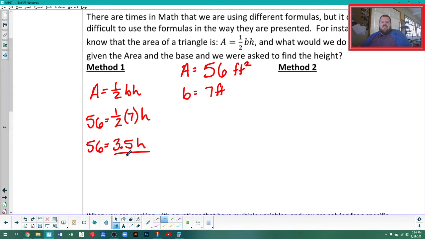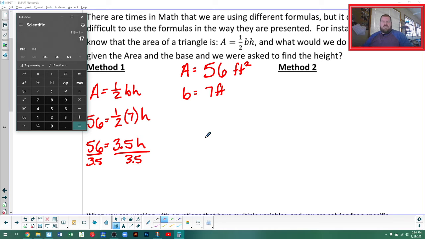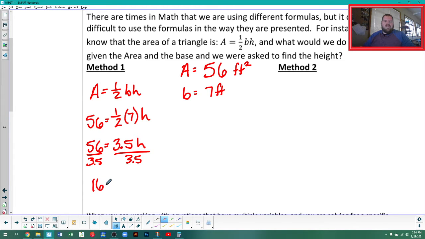So then we're going to divide by 3.5 on both sides. And it doesn't work out too well, does it? 56 divided by 3.5. It does give us a nice answer of 16. So in this scenario, the height would be 16 feet, right?